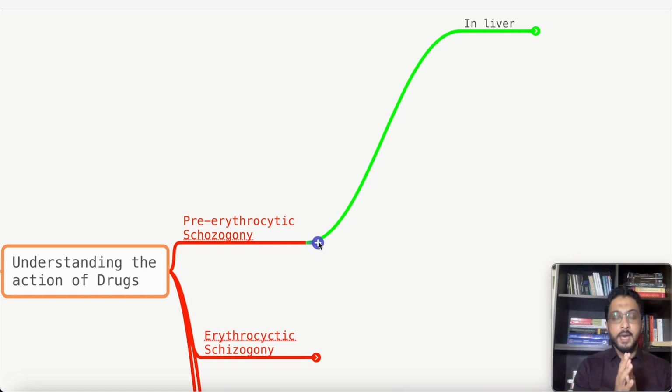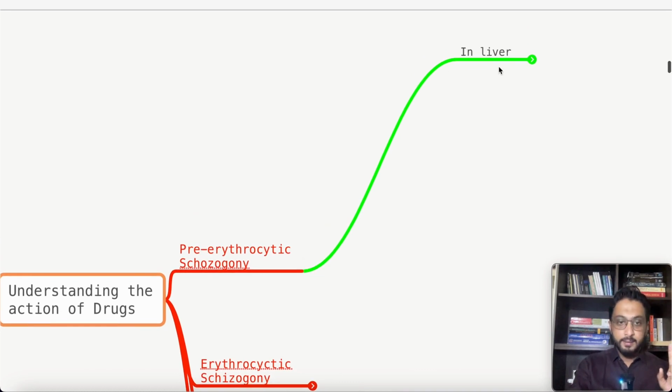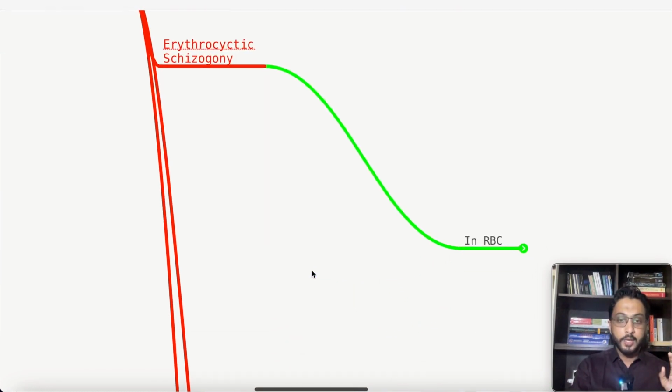Okay, means to say a normal liver cell is called what? Hepatocyte. Now, if the parasite enters and infects the hepatocyte, it's called a schizont. It's called a liver schizont. Now, normal RBC is called what? Erythrocyte. Now, if the parasite enters into the RBC or erythrocyte, it's called RBC schizont. So this life cycle corresponding to that particular phase is called schizogony. Okay, simple. So, you can have a pre-erythrocytic schizogony in the liver or erythrocytic schizogony in the RBC.